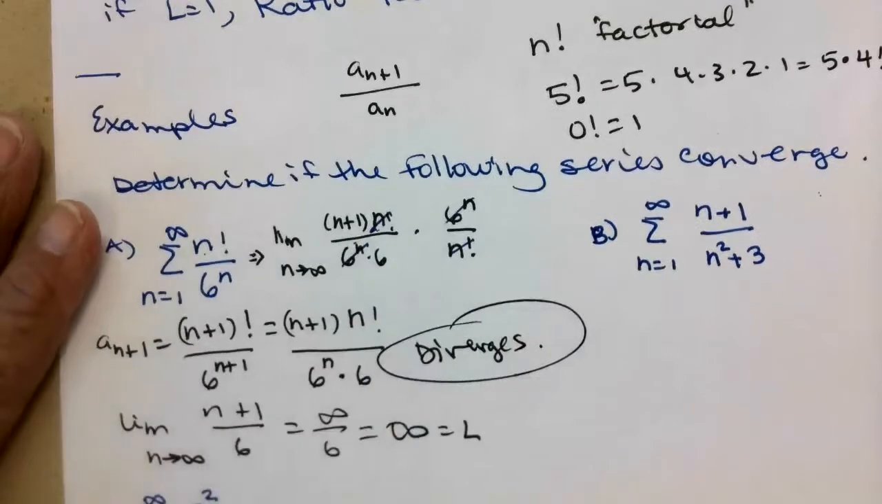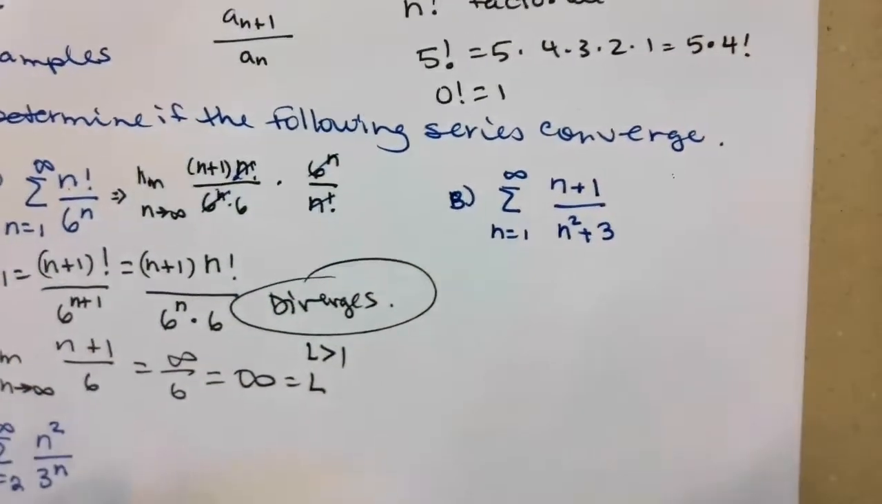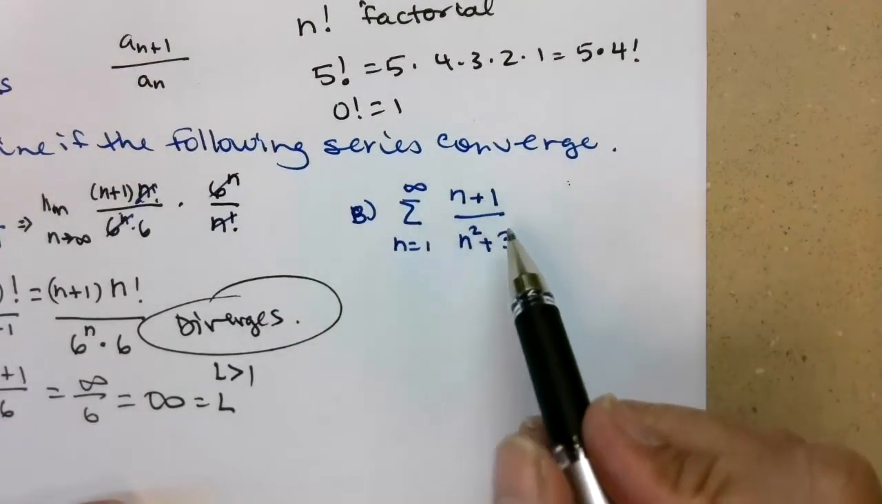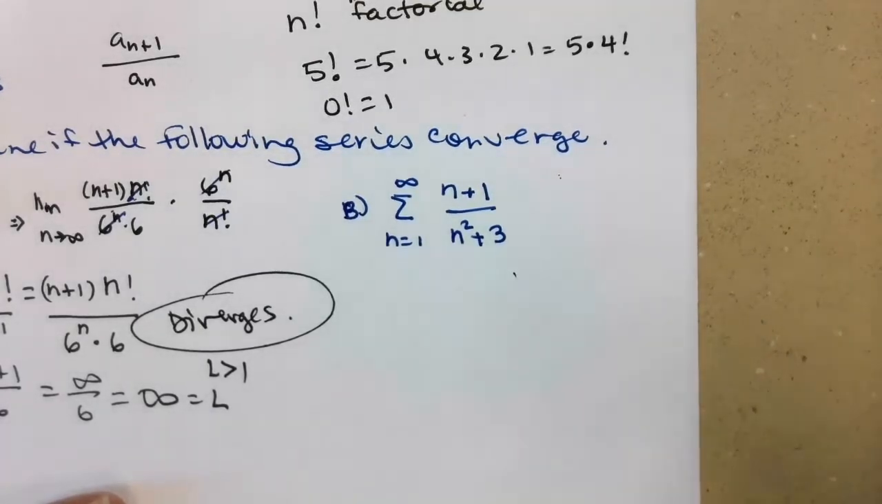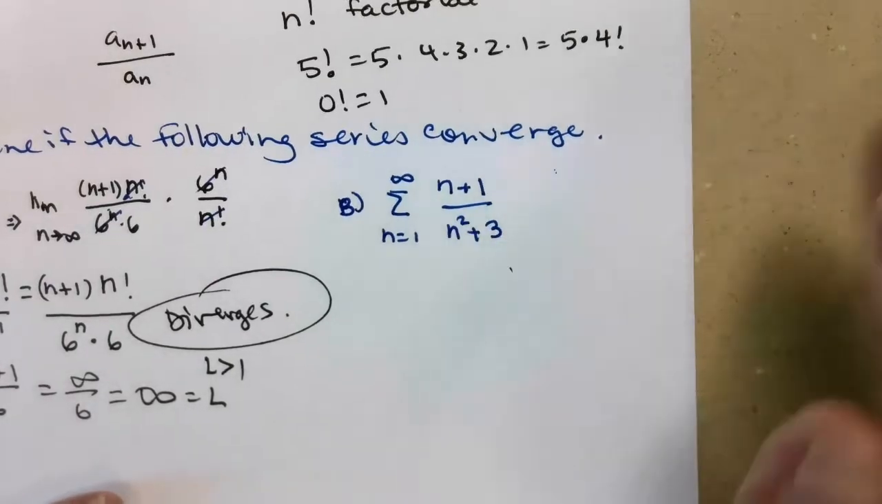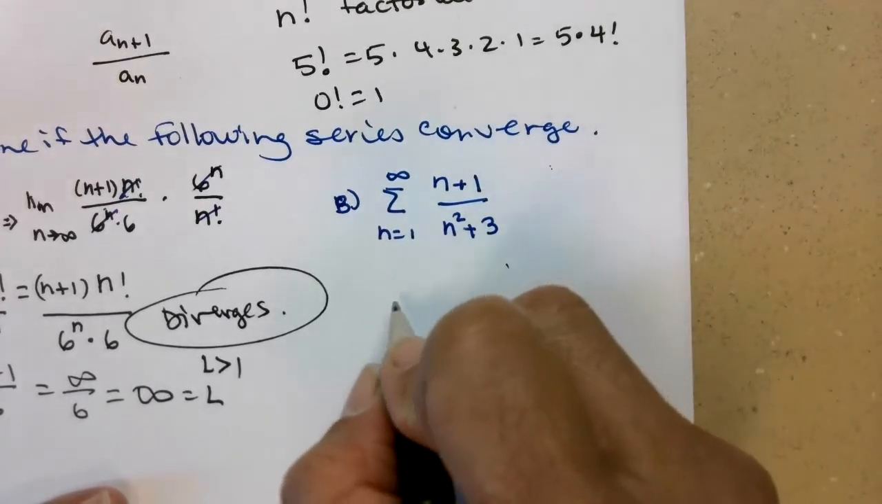Right? L is greater than 1. Okay, let's do the next one. The sum from 1 to infinity of n plus 1 over n squared plus 3, right? And the more you do these, the more you get a feel for it. I think it's going to diverge again. We'll see.